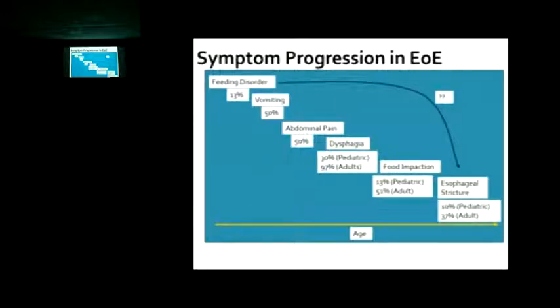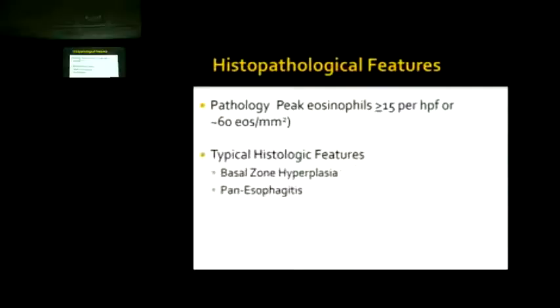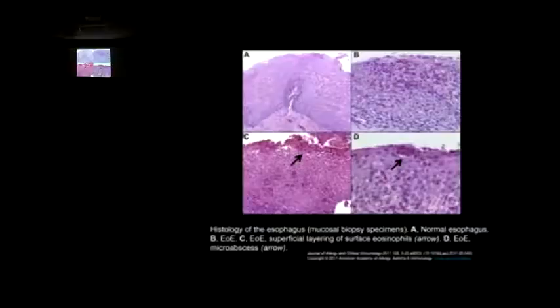And this can be flipped around as well. But this is the typical kind of progression of patients having these issues. So the diagnosis here is peak eosinophils greater than 15 per high-power field, over 60 eos per millimeter squared if you're European. Typical histological features, they'll see basal zone hyperplasia and pan-esophagitis.